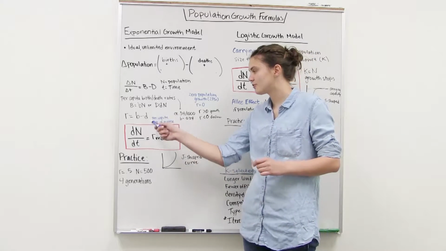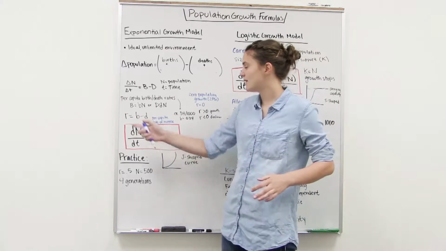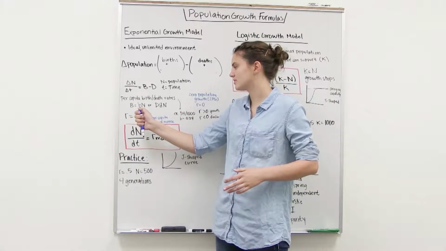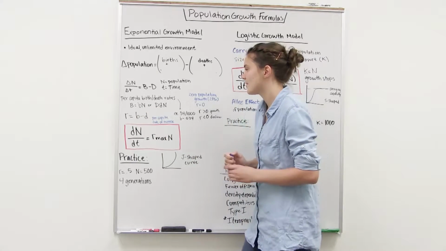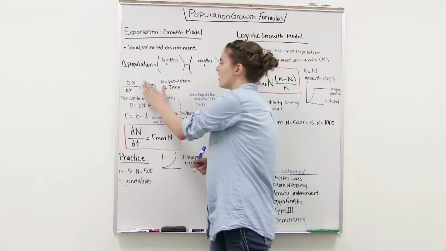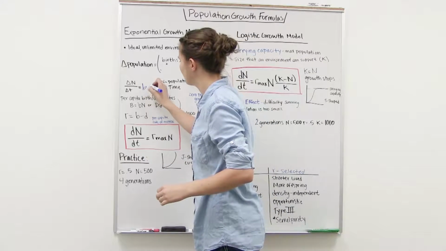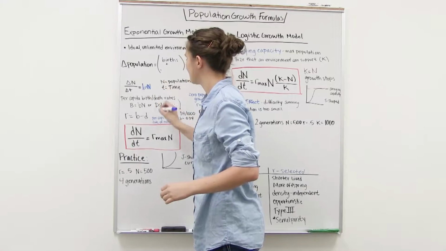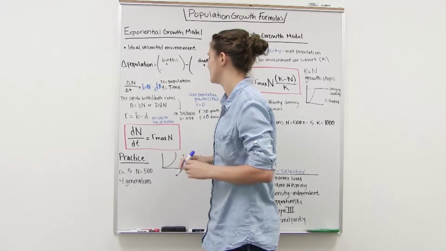And then we go one step further. If big B is how we represent the births, and little b is the per capita birth rate, and little d is the per capita death rate, then we could change this equation from big B minus big D to the per capita birth rate times the number of individuals minus the per capita death rate times the number of individuals.